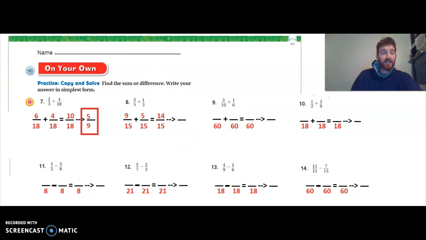In this case, I can't simplify that anymore. That's already in simplest form. So we're going to go with that one. 14/15 is our answer there. No need to fill in the last blank because it's already in simplest form.